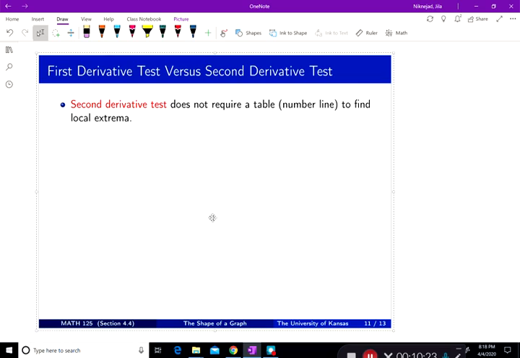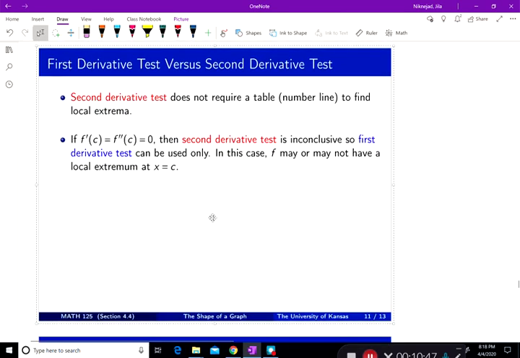Okay, so now I want to discuss the differences that we observed. The second derivative test does not require a table or number line to find the local extrema. Sometimes this is a good thing for us because it's much easier not to put test points in and evaluate things, just find the second derivative and plug in there instead of a lot of test points and other things.